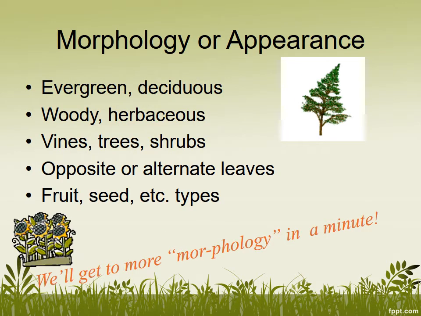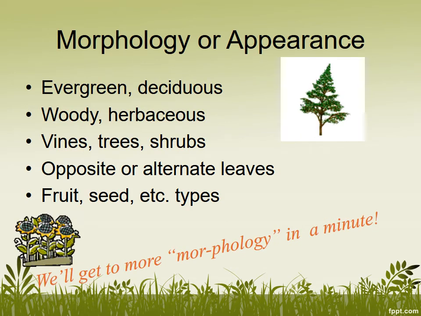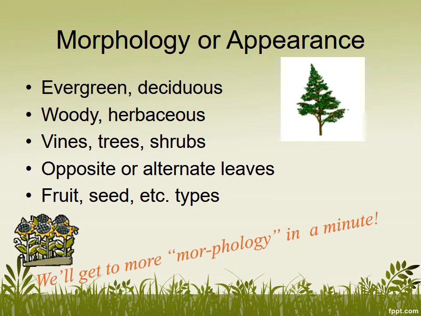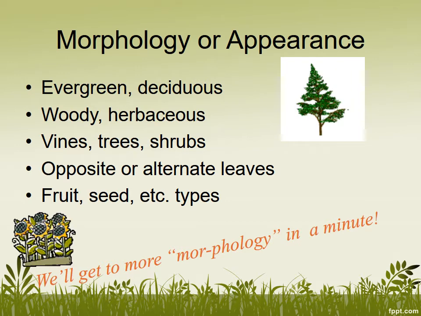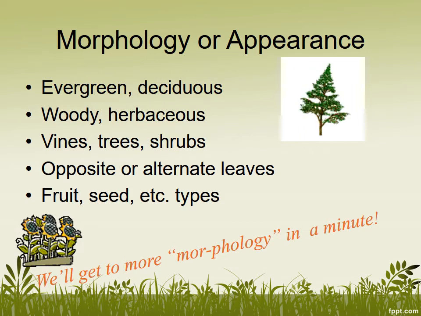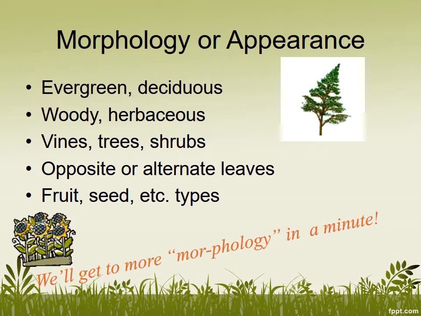We can group plants by their morphology or appearance. We have evergreen trees, we have deciduous trees. Those are trees that lose their leaves for at least a certain period of time during the year. We have woody plants, we have herbaceous plants, vines, trees, shrubs. They could be grouped or identified by the type of leaves that they have. We're going to look at that in a little bit. And then they can also be grouped by the type of fruits they have, type of seeds. So there are a lot of different ways that we can classify plants.